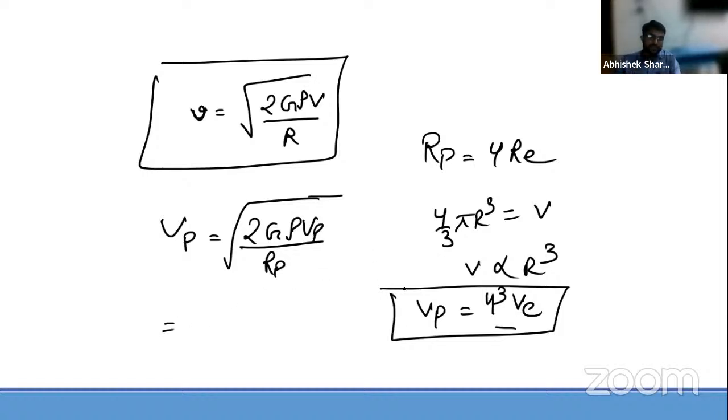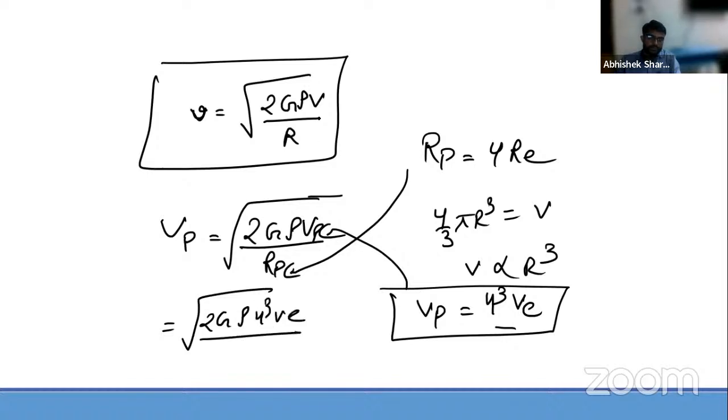So put the values and get the answer. Put this value here, put this value here. So the answer comes out to be 2G rho, this is 4 cube times the volume of the Earth. This is the volume of the Earth. This is the radius of the Earth. This is 4 times the radius of the Earth.